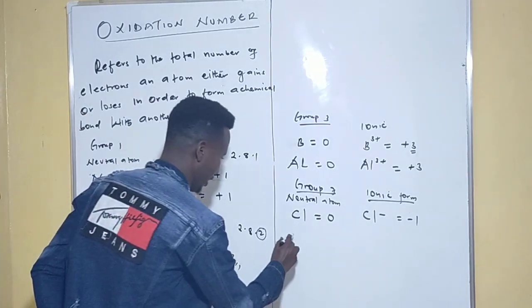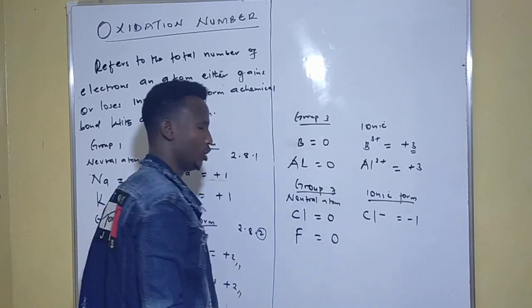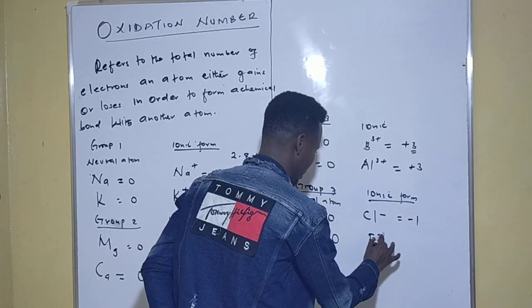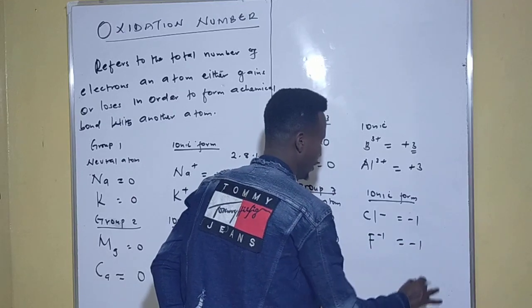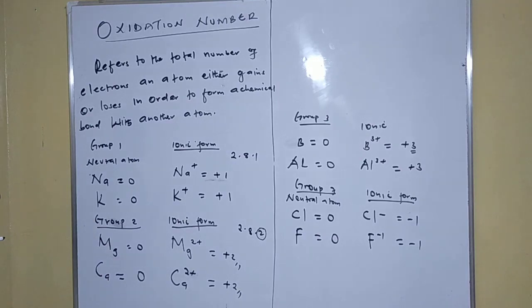Then if I take fluorine. Fluorine, neutral atom of fluorine is 0. But fluorine ion is written like this. So its oxidation number will be -1 also. Are you getting this thing, guys?